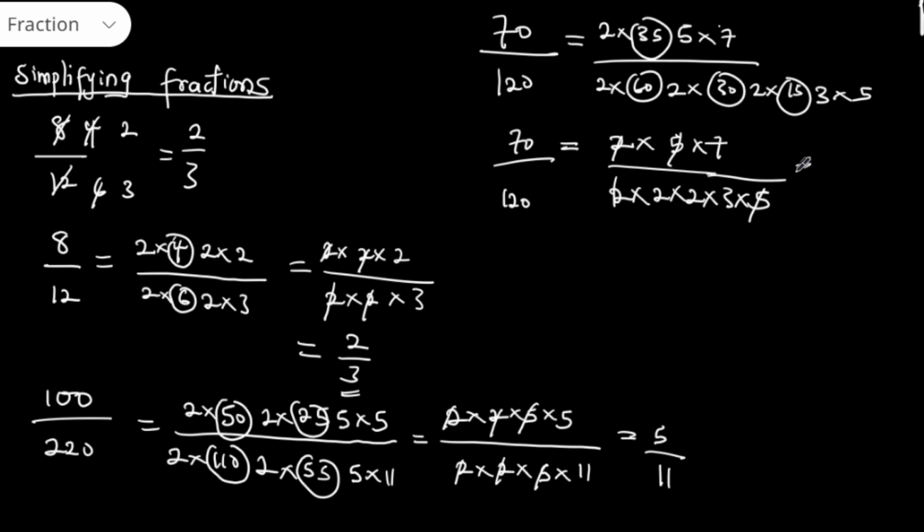So this gives us 7 at the numerator. At the denominator, we have 2 times 2 times 3. And that will give us 7 over 2 times 2 is 4, 4 times 3 is 12. At this point, we would have achieved the most simplified form of 70 over 120, which is 7 over 12. You'll notice that there is no number that can divide 7 that can also divide 12.